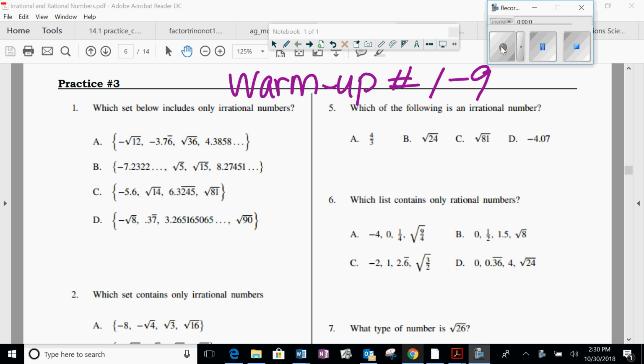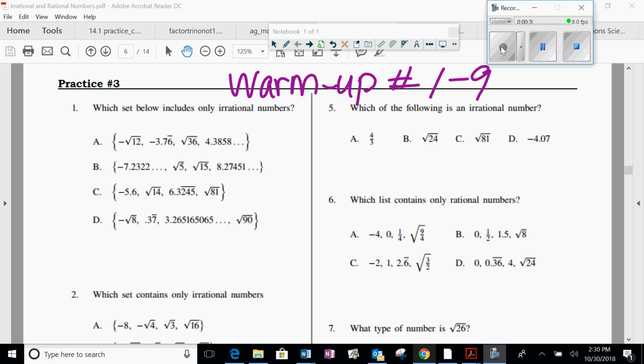and irrational numbers. Rational numbers are numbers that can be written as a ratio, or it can be written as a fraction. So a ratio is a fraction. So any number that can be written as a fraction is rational. That includes fractions, terminating decimals, or decimals that stop, repeating decimals, or perfect squares. All of those things are rational numbers.